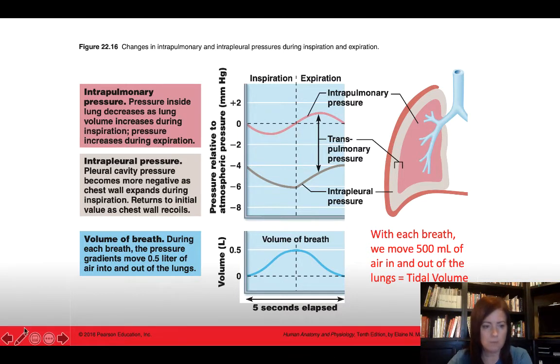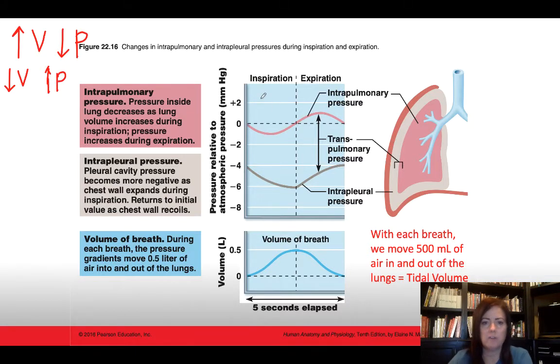So we'll just write that up here to remind us that as the volume of the thoracic cavity increases, the pressure is going to decrease. And then the opposite is true as well. If we have a decrease in volume of the thoracic cavity, our pressure is going to increase.